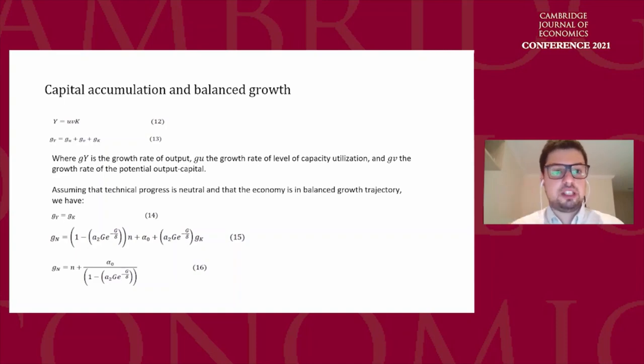Capital accumulation and balanced growth: we can see that GY is the growth rate of output, GU is the growth rate of the level of capacity utilization, and GV is the growth rate of potential output.